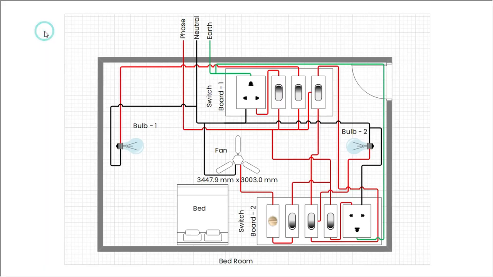Let's learn its working. Phase, neutral, and earthing wire is coming from the distribution board. We have used two numbers of bulbs, one number of fan, and two numbers of electric board. Phase wiring is connected to one terminal of all switches. This is a two-way switch for the bulb to operate from two places. The neutral wire is going individually from the common terminal.